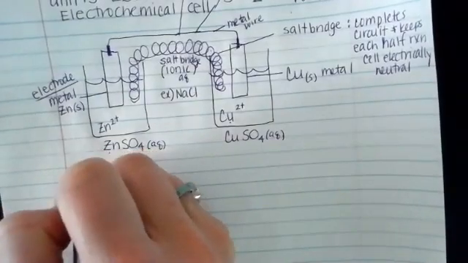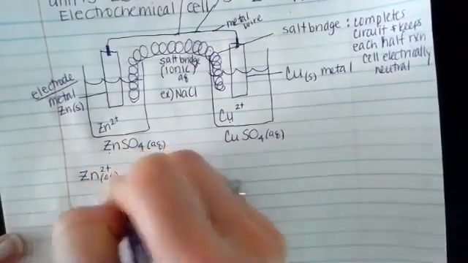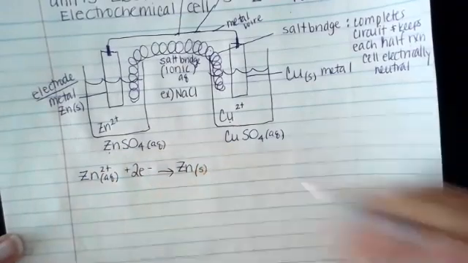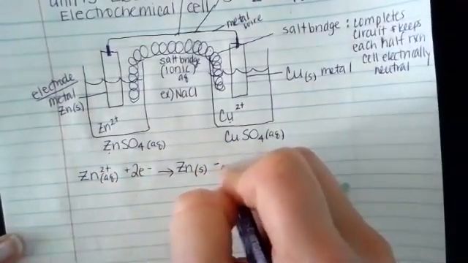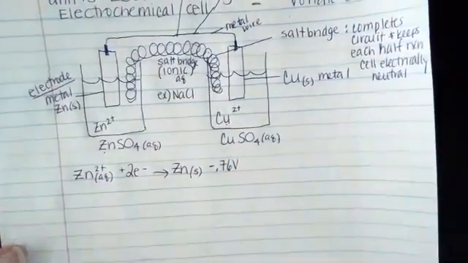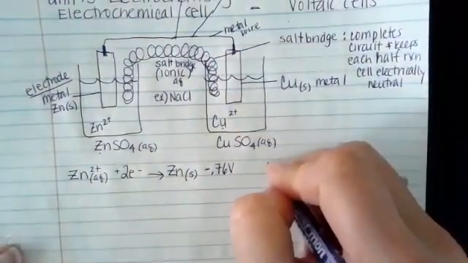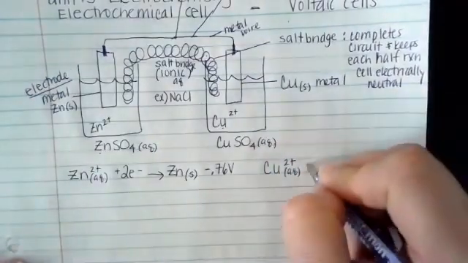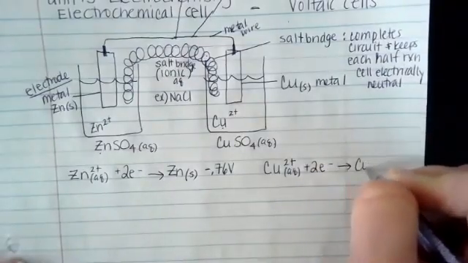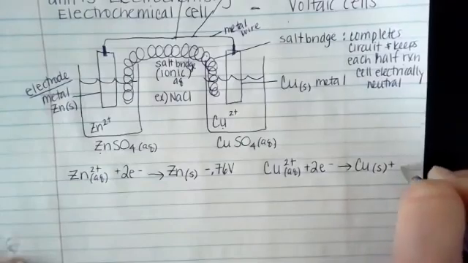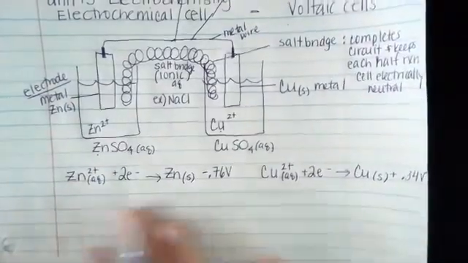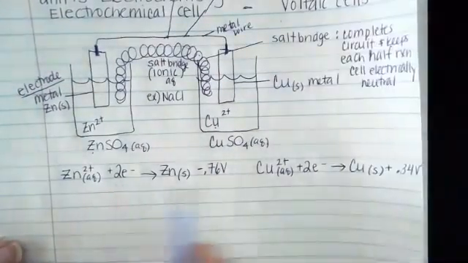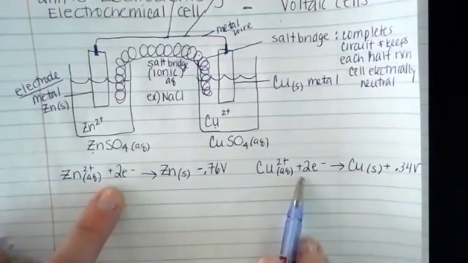So I have my zinc 2 plus, and it's aqueous, plus 2 electrons, leads to zinc solid. The voltage here is negative 0.76, and I'll write that down. And then copper from our sheet is copper 2 plus, and that's aqueous, so I'll put the state of matter here, plus 2 electrons, and it goes to a solid. Its voltage is 0.34 volts, and that's all from that reduction sheet that I gave you, nothing that you need to memorize. So here we have two reductions.